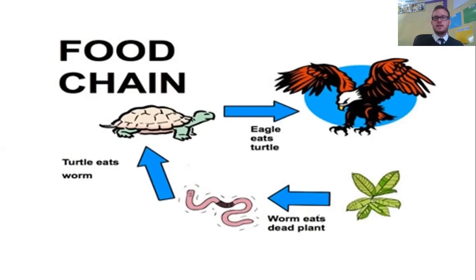Now, the worm eats the dead plant, so it gets its energy from that plant. The worm is then eaten by the turtle. So the turtle gets its energy from the worm, and then the eagle eats the turtle, and the eagle gets its energy from that turtle. So like I said, a food chain is all about how energy is passed along from plants to animals and so on.